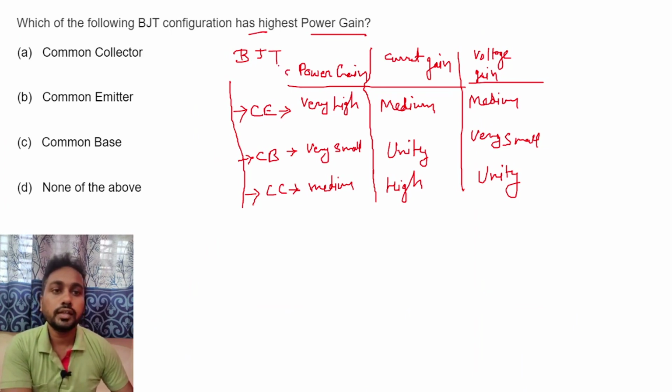Here in the question they asked about high power gain, in which configuration very high power gain is there. In common emitter the power gain is very high, so option B is the right answer.